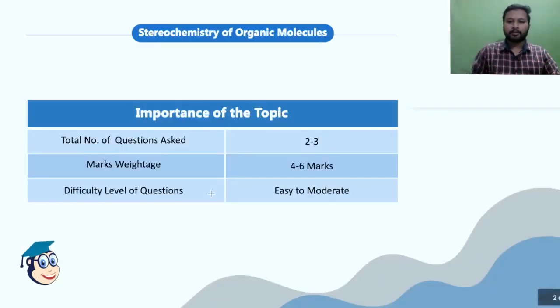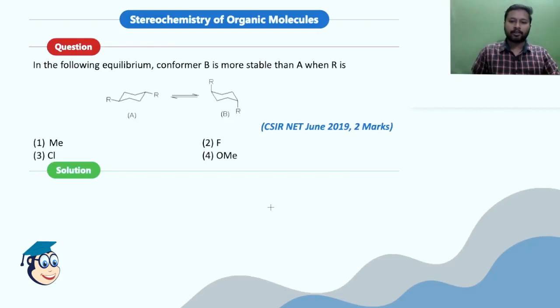Now, before going into the questions, let me just tell you about the importance of this topic. First of all, you can easily expect two to three questions from this particular topic, and the questions are very, very simple. You just need to apply the basic knowledge of your organic chemistry to solve these questions. Marks weightage will revolve around 4 to 6 marks, because generally they are asked for 2 marks itself. Difficulty level of the questions revolves from easy to moderate. Why I'm saying so? Because these are very basic organic chemistry, and that's why the questions were not that difficult. They are easy to moderate, right? So let's talk about the stereochemistry of the molecule, right?